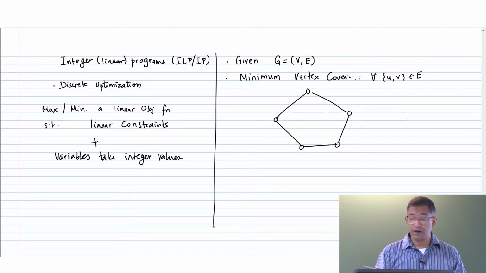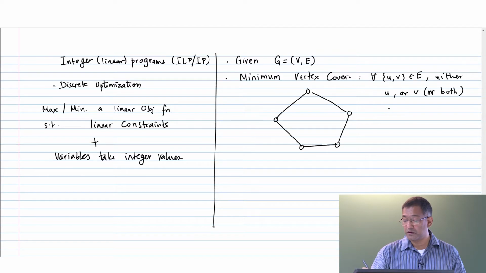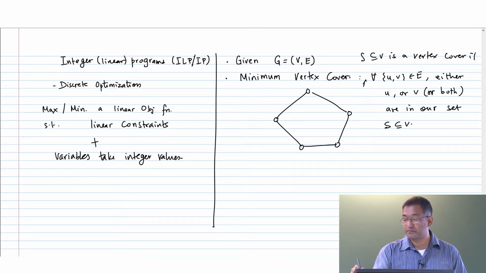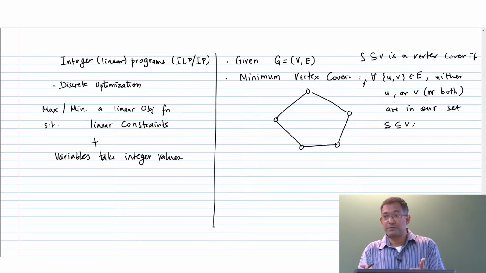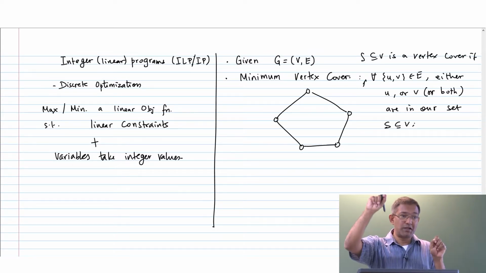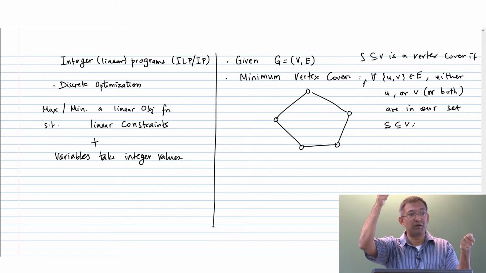For every edge in the graph, either u or v or both are in our set S, a subset of V. So, we want to pick a subset of vertices, so that if you look at any edge, one of its endpoints is in the solution.